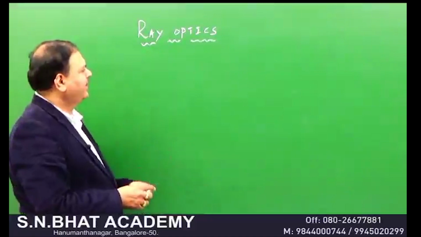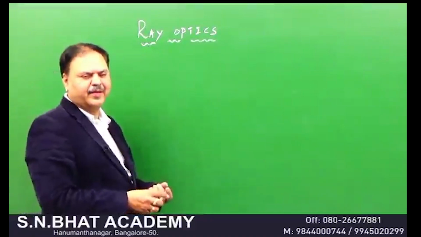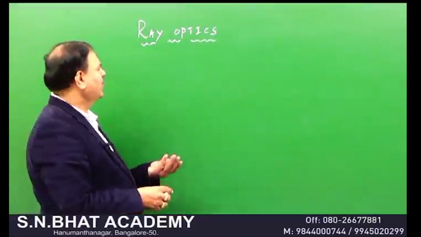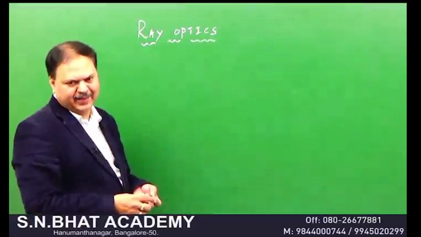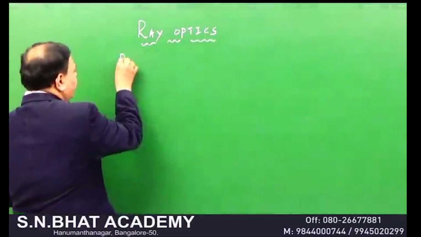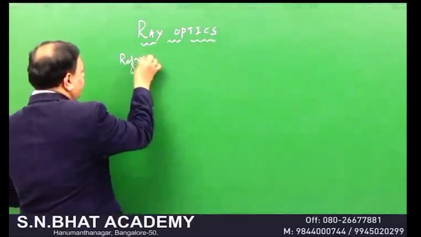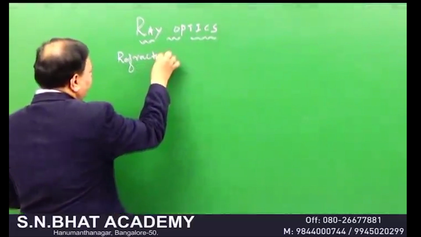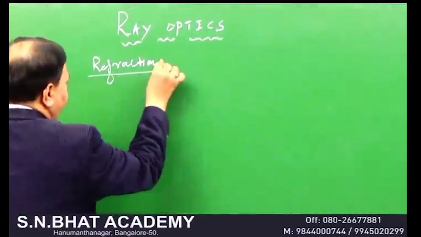Now we take up ray optics. Ray optics, we also call it geometrical optics, as you know. Here we take up the refraction. Then at the end we come to the reflection of light.